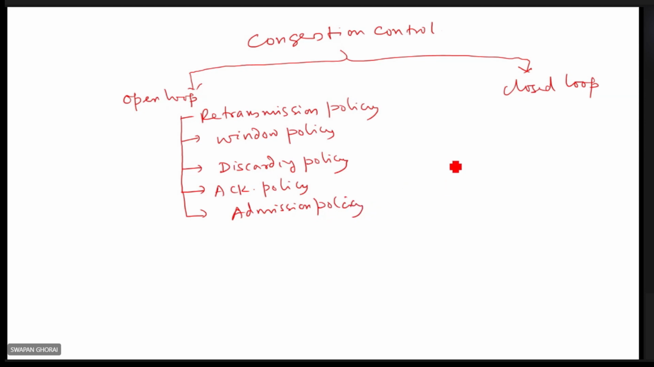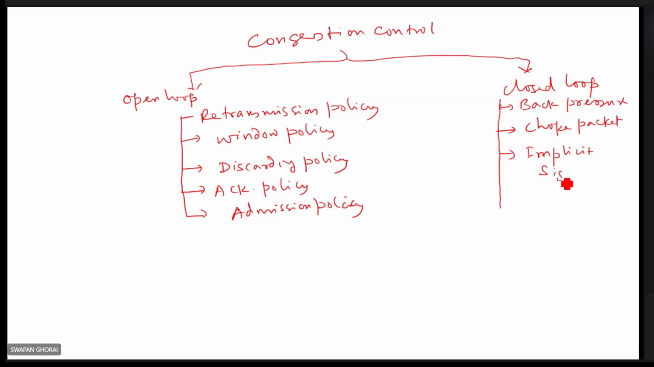And under closed loop categories, there are different mechanisms for congestion control. One is back pressure. Number two is choke packet. Number three is implicit signaling. These are advanced techniques. And the other one is explicit signaling.